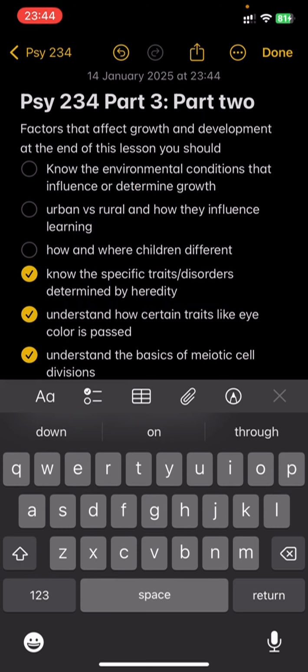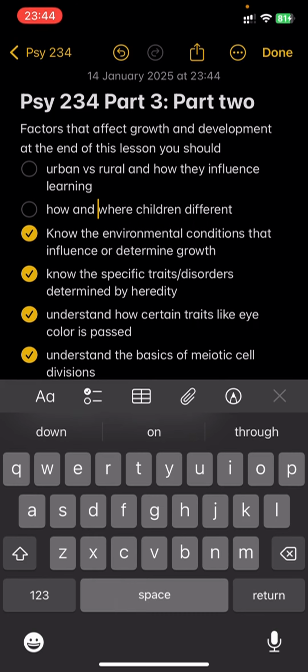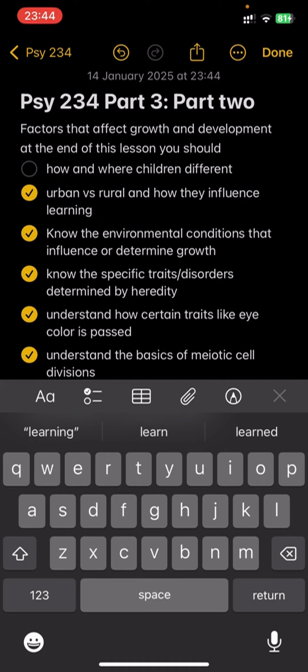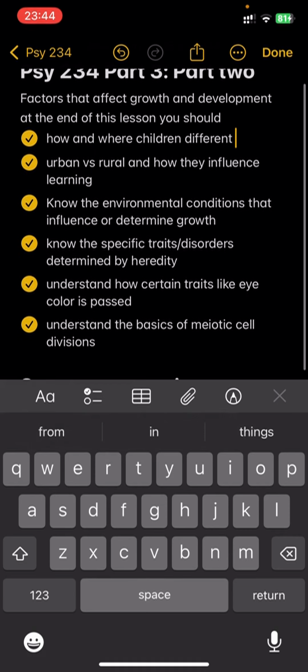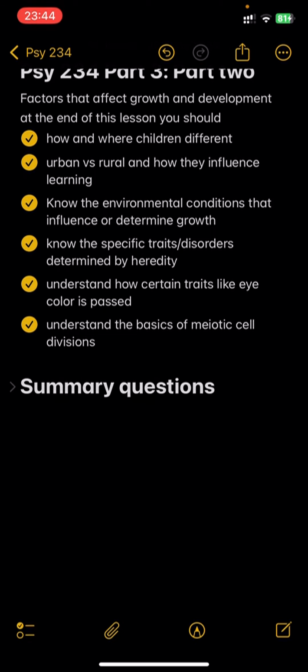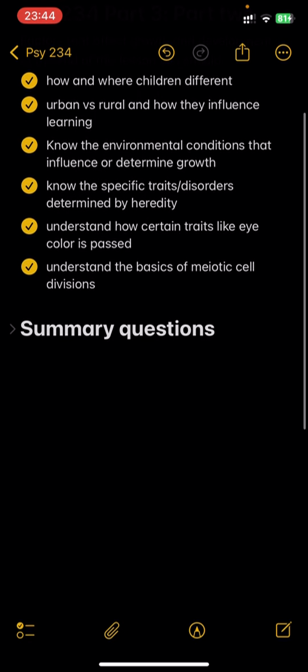Know the specific traits and disorders determined by heredity. Know the environmental conditions that influence or determine growth. So specific traits are like eyes. Then disorders are like the chromosomal disorders or sex-linked disorders or sex-linked traits, or X-linked. I missed it too, but you understand the point. Now you understand how rural and urban areas influence learning, and understand how and where children are different and how you need to cater for their separate needs. I also somehow feel like I rushed this, so my bad, I guess. Now we are moving into the summary questions.